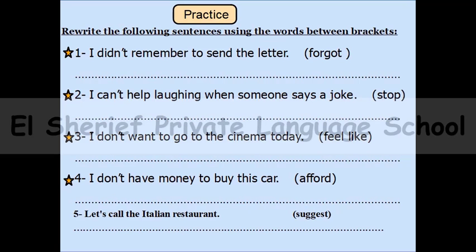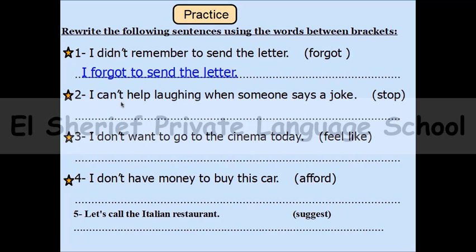And here, let's go to practice some sentences on what we said. Rewrite the following sentences using the words between brackets, and don't forget, you need to give us the same meaning. Number 1, I didn't remember to send the letter. That means that the action of sending the letter didn't happen. Do you remember? Remember to plus infinitive means that the action didn't happen. So how can I use the word forgot? Forgot is the opposite of remember, so the right answer is I forgot to send the letter.